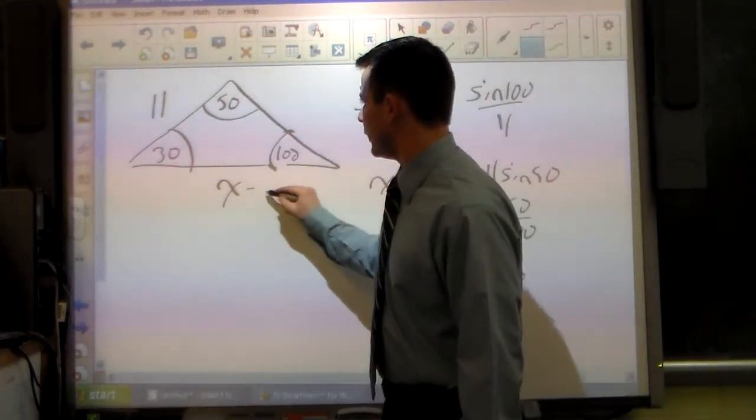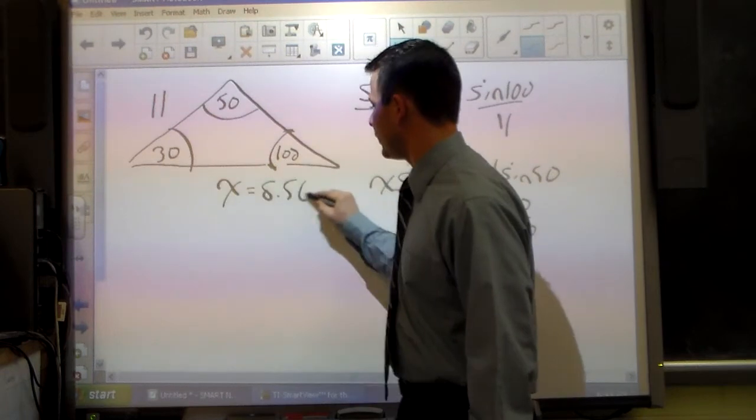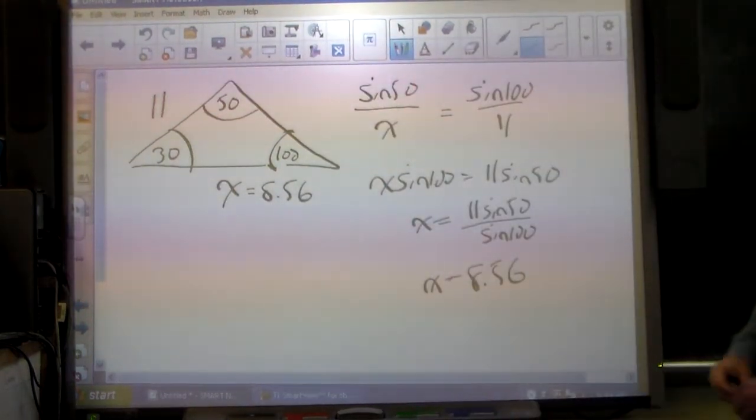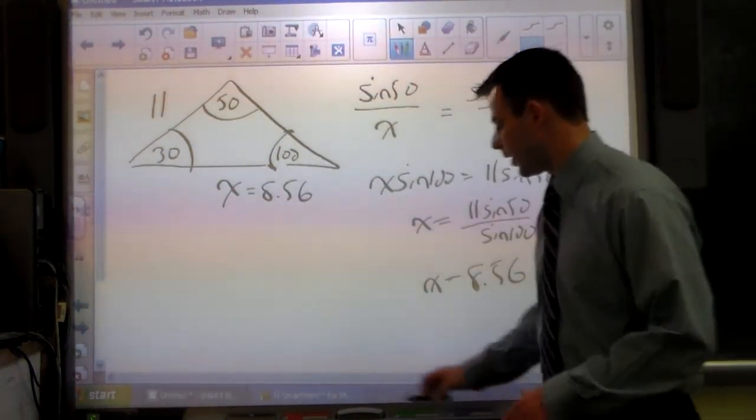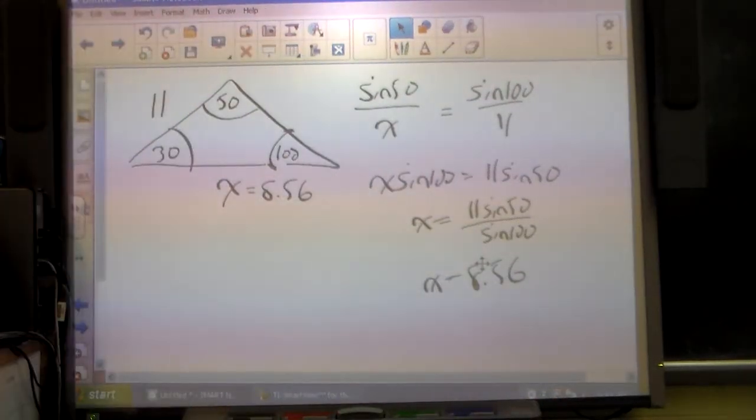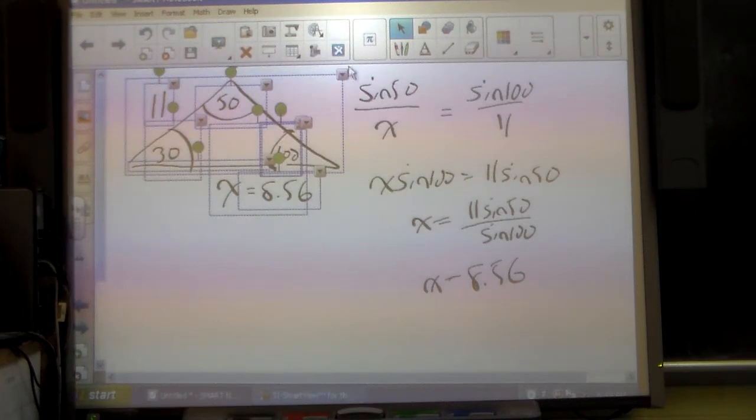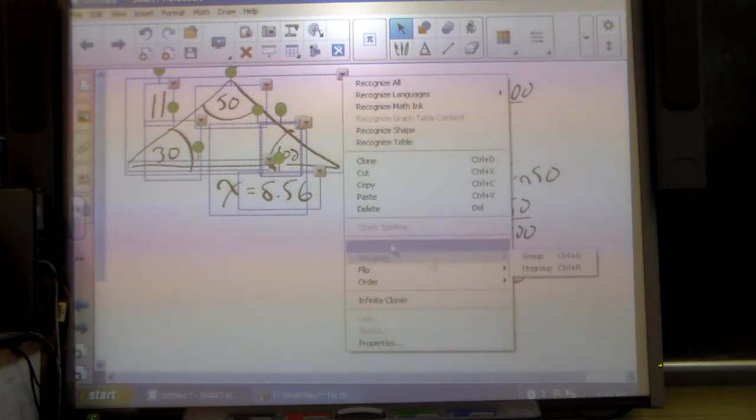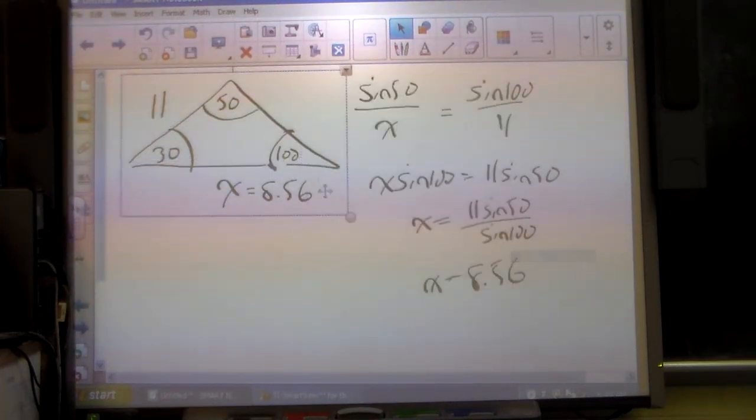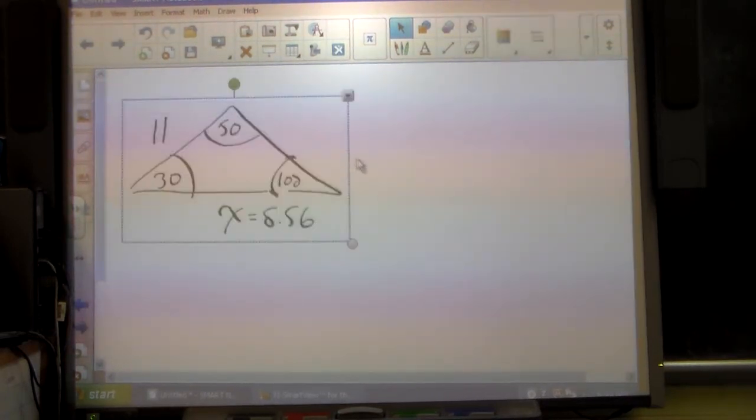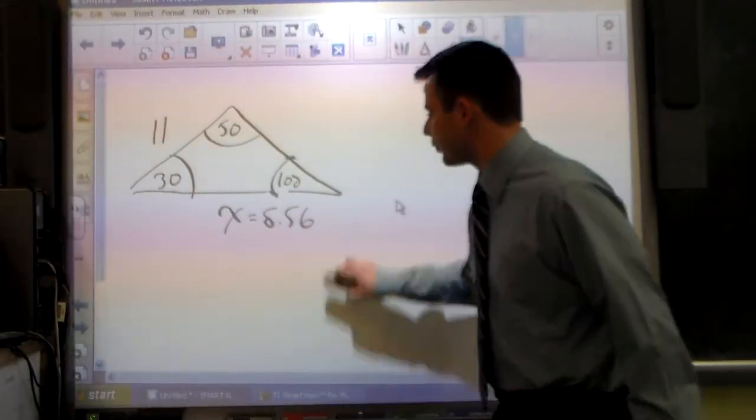So now we know that this is 8.56. So what we're going to do, we're going to start a new question now. Copy our triangle over. And now we have a triangle in which we know all three angles and we know two of the three sides.